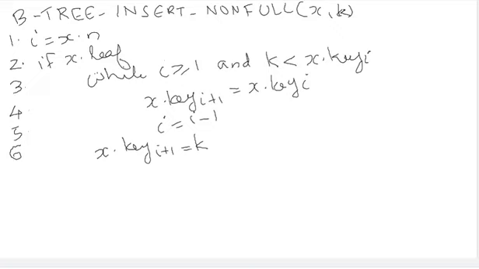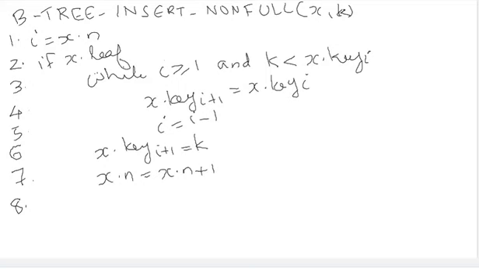Clear? Which means we have inserted this k into this position, and next we need to increment the number of key values for this x by 1. The next step is that we have modified the node x, so in that situation we need to write this to the disk. x will be written to the disk. That is the case if x is a leaf node.